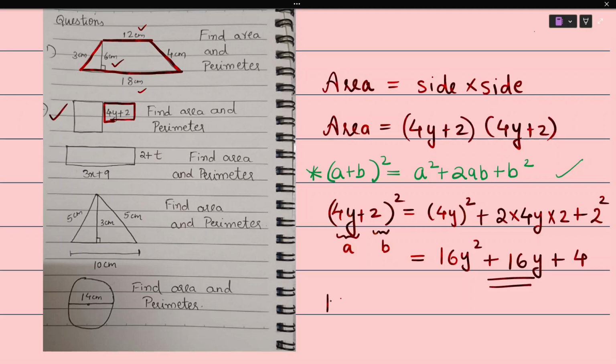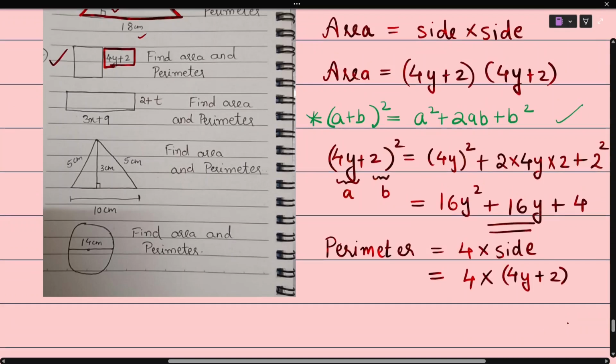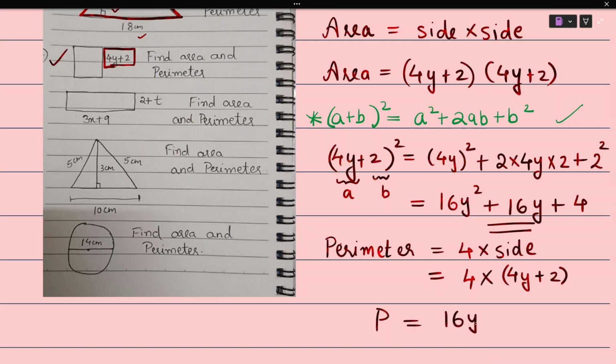Next we are going to find the perimeter of the square. So perimeter of a square is equal to 4 times side. Here the side is given as 4y plus 2. So perimeter will be 4 multiplied by 4y plus 2. We are going to use the distributive property, and the perimeter of the square will be 4 times 4y gives 16y plus 4 times 2 is 8. So this is the perimeter of the square.